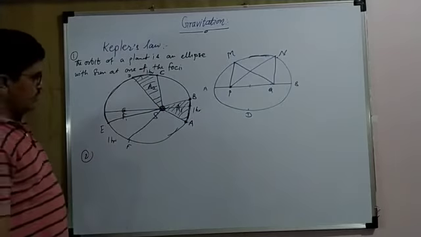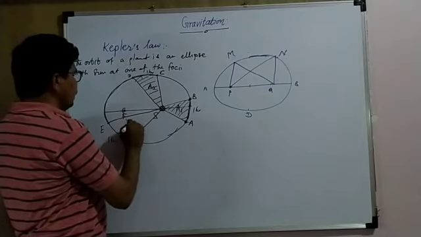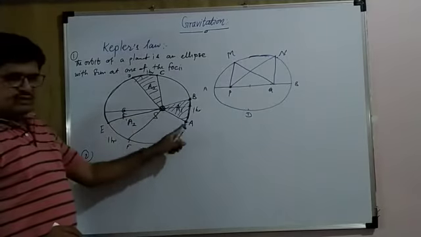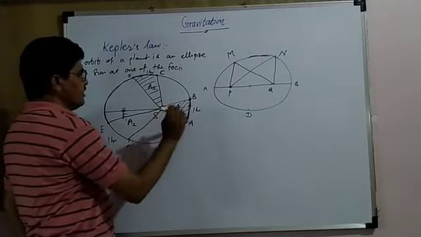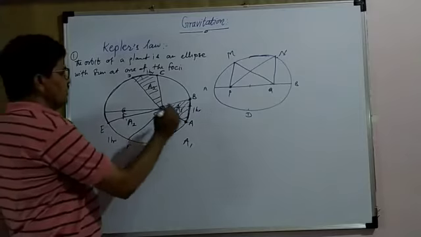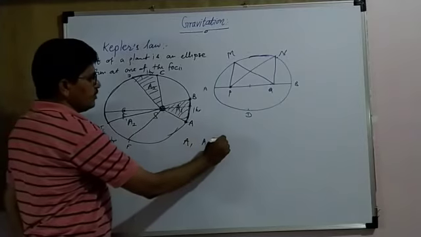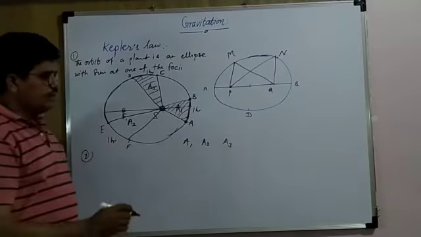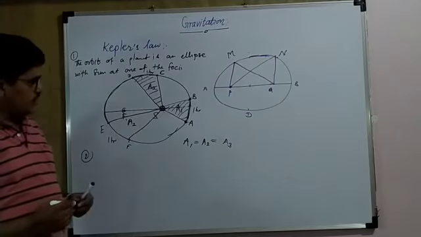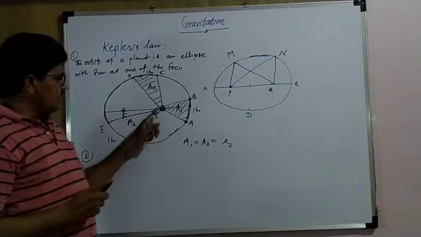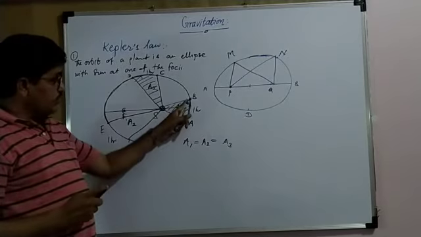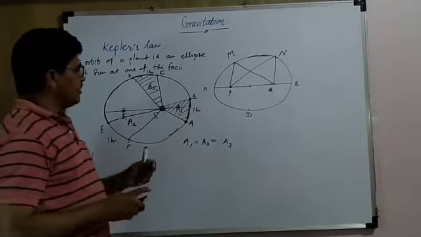And when we find the area swept by the line segment joining the sun and the earth, suppose this is A1. We determine the value of A1. Again we determine the value of A2. Again we determine the value of A3. These values are equal. And from this, he suggested that the line segment joining the sun and earth sweeps equal area in equal interval of time.